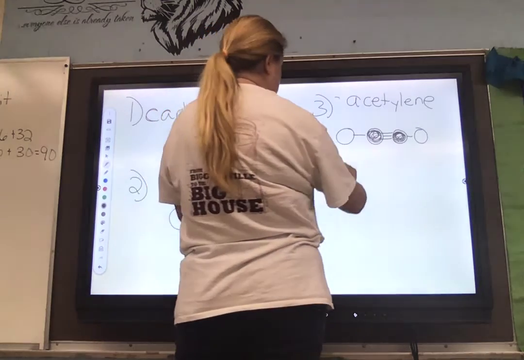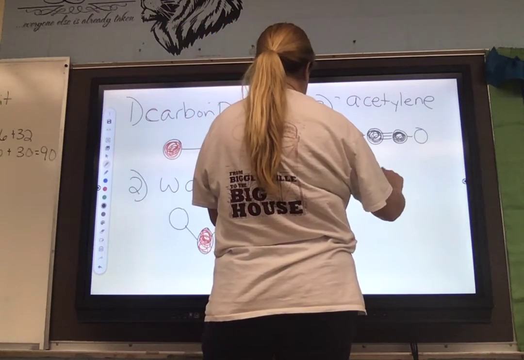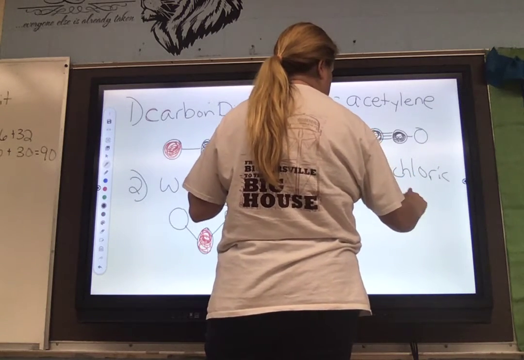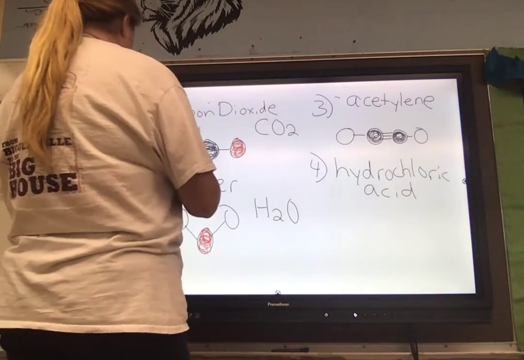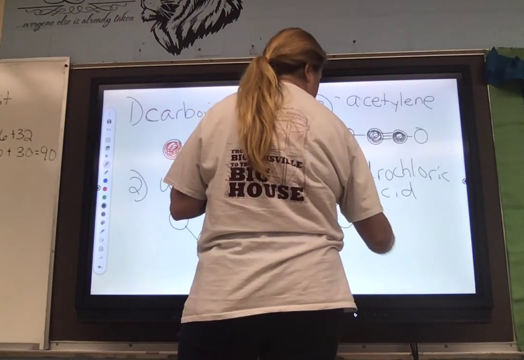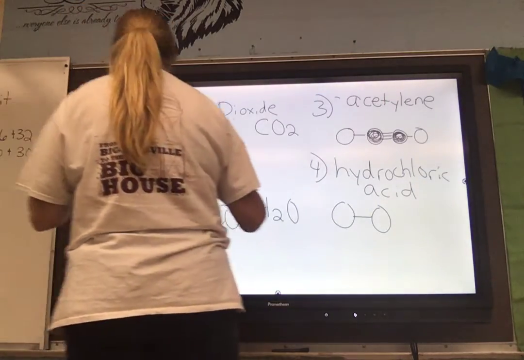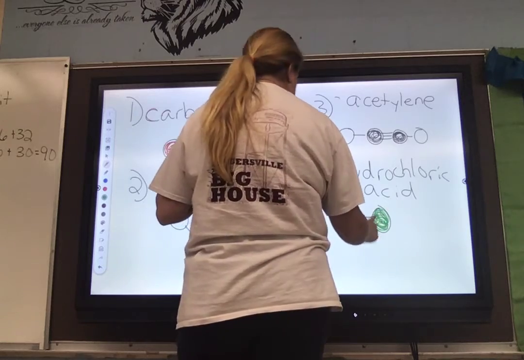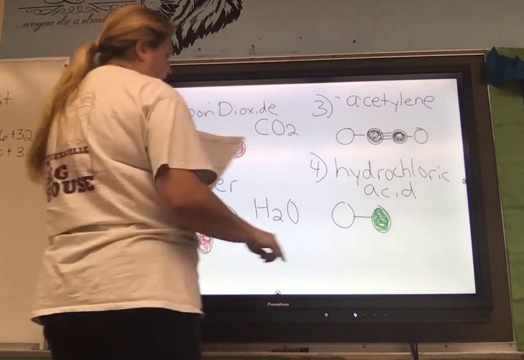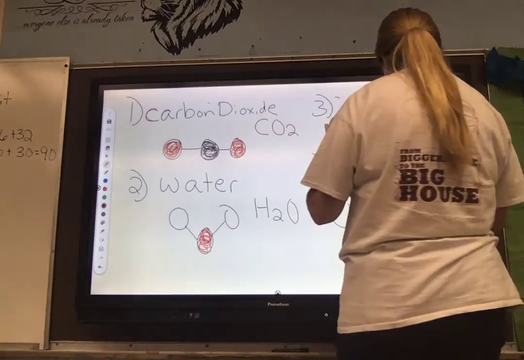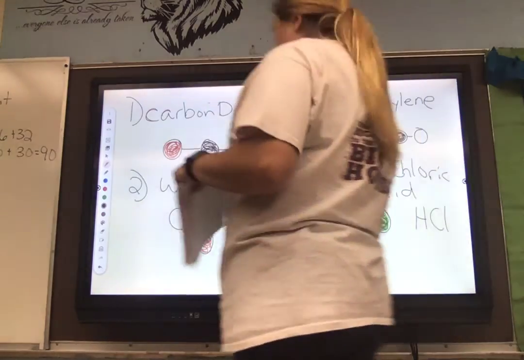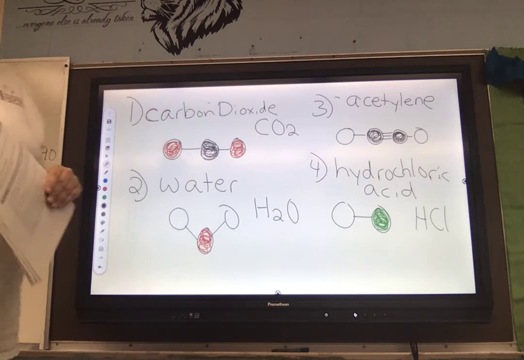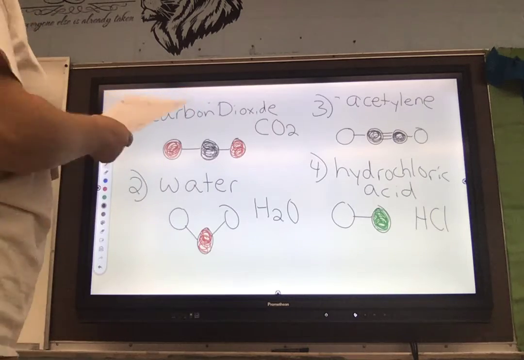Number 4 is hydrochloric acid. This is on the back of your sheet. And it's going to look like this. Now, you've already learned what white is, but I'm now throwing in a new color. So I am going to put your chemical formula here for hydrochloric acid. And that will tell you what your green color is. So once you know what white is, you can figure out what your green is.